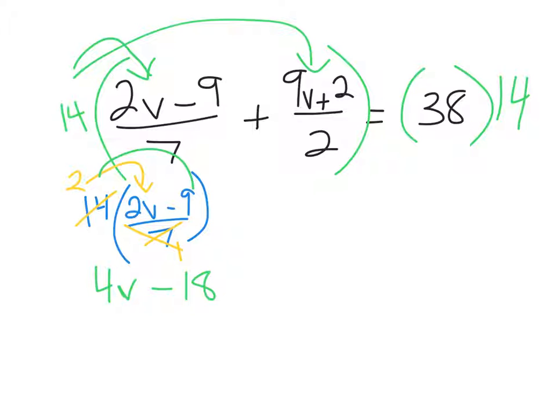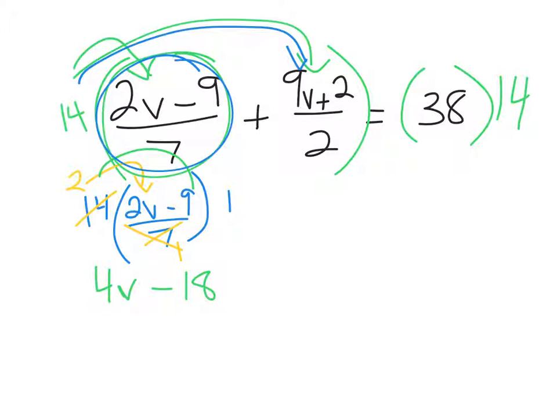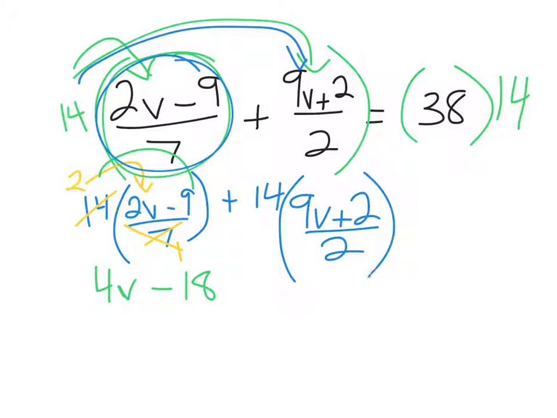So then what happens in this problem, we have to do the same thing. So that was this first part that we just did. Now we're going to distribute the 14 to the second part. So again, remember it's plus, so it's 14 times 9v plus 2 over 2. And that 14 has to get distributed, but again, remember what happens is the 2 and the 14 are going to allow that 2 to cancel out, because 2 divided by 2 is 1, but then 14 has to be divided by 2 as well, and that makes it 7.